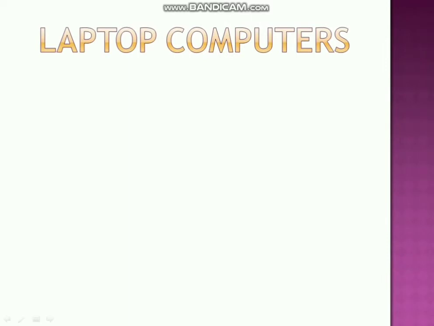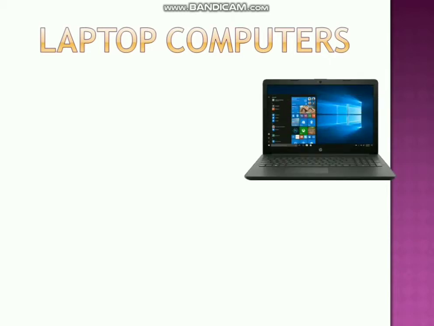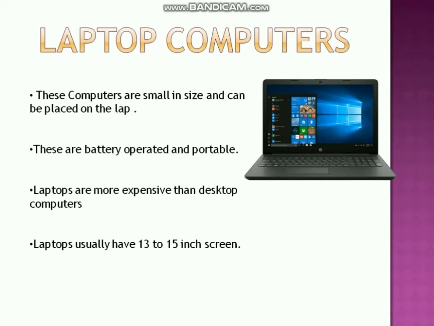Next microcomputer is the laptop computer. As the name suggests, these computers we can place on our lap. These computers are small in size and can be placed on the lap. These are battery operated and portable. That is, you can carry it anywhere and you need not connect it to electricity all the time. And these laptop computers are more expensive than desktop computers. Laptop computers usually have a 13 to 15 inch screen. The monitor size will be 13 to 15 inch.